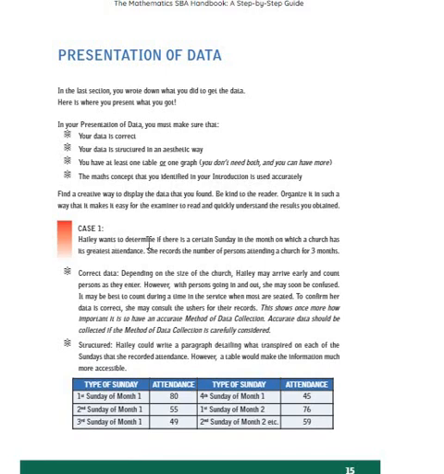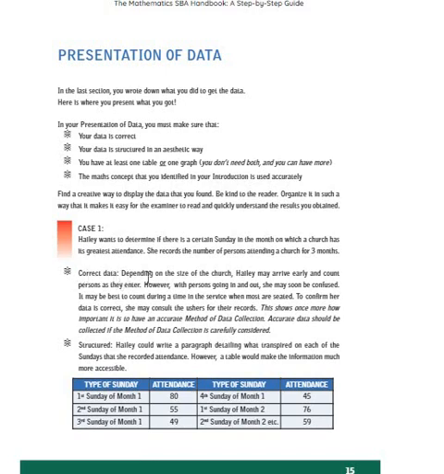Hallie wants to determine if there is a certain Sunday in the month on which a church has its greatest attendance. She records the number of persons attending a church for 3 months. So this is just a scenario of what took place. Now let's look at the correct data.